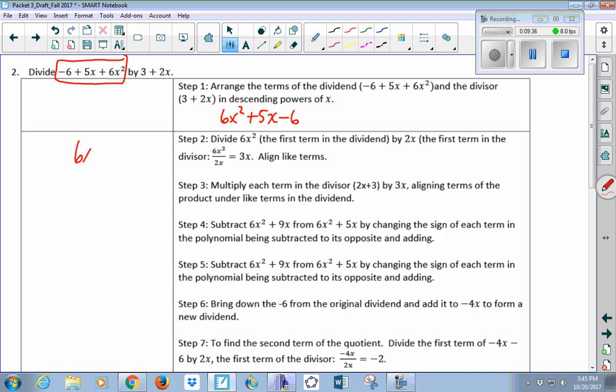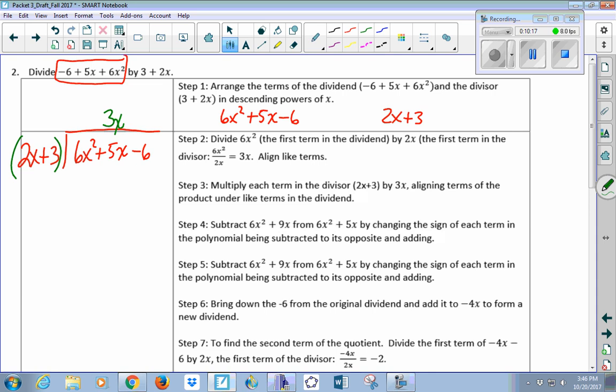So I'm going to put that inside my division. That's my dividend. And my divisor should be written as 2x plus 3 if I do descending powers of x. Okay. My step is always the same. I take 2x and I divide it into 6x squared, and when I do that, I get 3x. Remembering to place the 3x above the like term, the like place. So I place the 3x above the 5x, and now I multiply each term of the divisor.